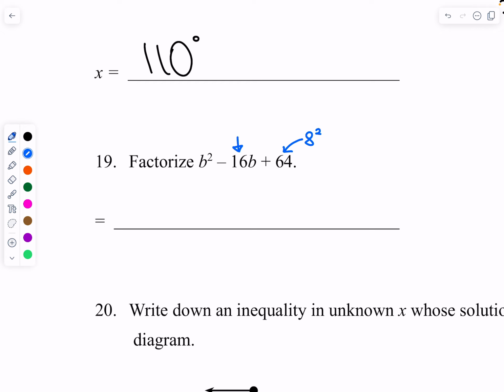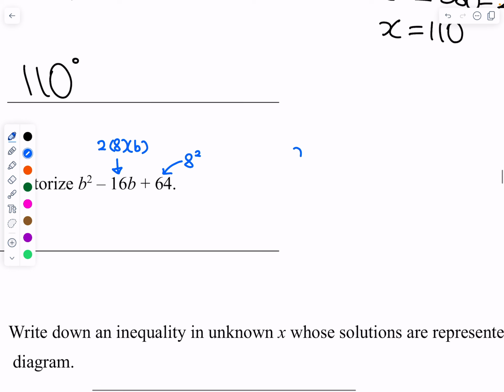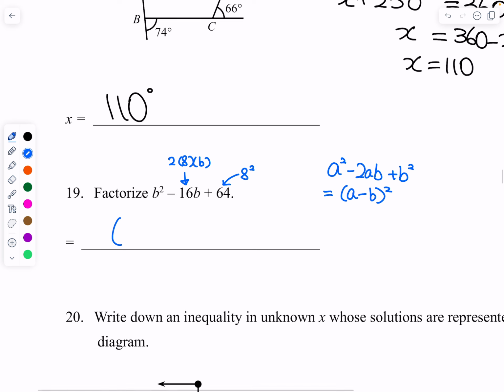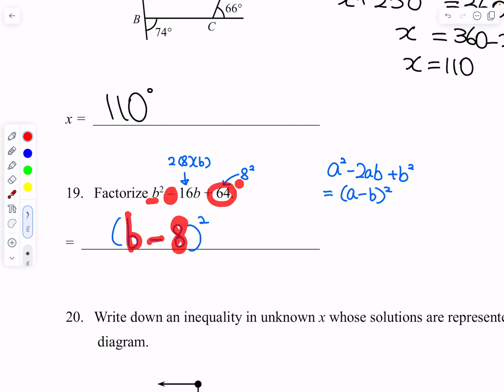How about 16b here? That means 2 times 8 times b. So if you want to factorize this is basically a square minus 2ab plus b square, which is a minus b square. So same goes here. It becomes b minus 8 square. So b, because the first one is b, minus, because the symbol is minus here. Where did the 8 come from? From here. 64 is 8 square. So change it to 8 here. That will be your answer. Cool?